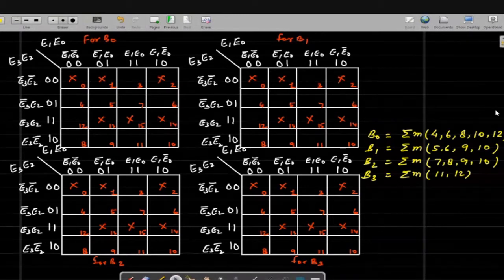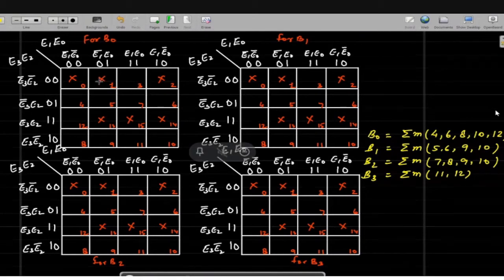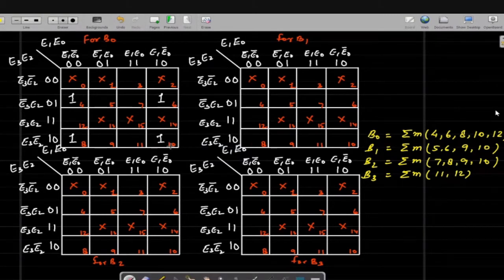Now, for simplification of V0, I am going to map it in the V0 K-map, so I'm writing 1 here and then 6 here, and this is 8. Then 4, 6, 8, 10, and then 12. All right. Now you tell me, what is the biggest size adjacent cell group you can observe in there?